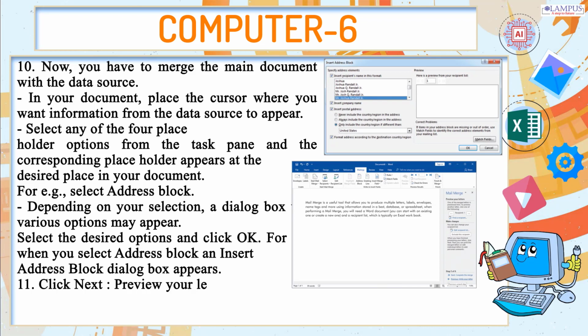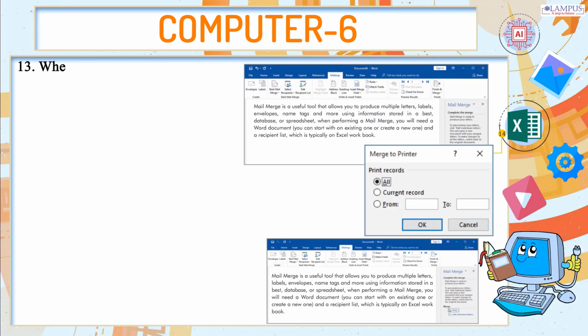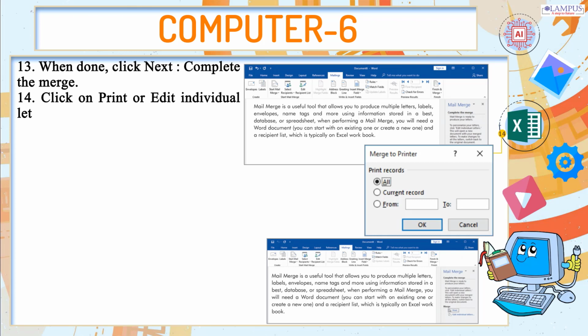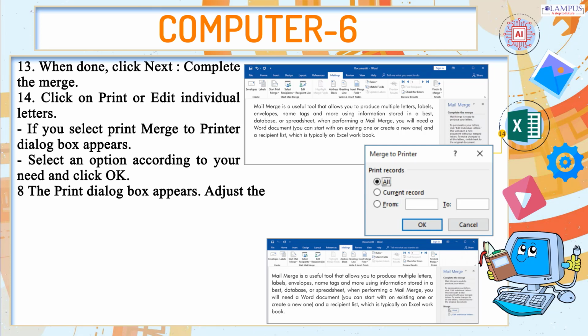11. Click Next. Preview your letter. 12. Use the arrows in Preview Your Letters to preview each merged document. 13. When done, click Next. Complete the merge. 14. Click on Print or Edit individual letters. If you select Print, the Merge to Printer dialog box appears. Select an option according to your need and click OK. The Print dialog box appears. Adjust the settings and click OK.